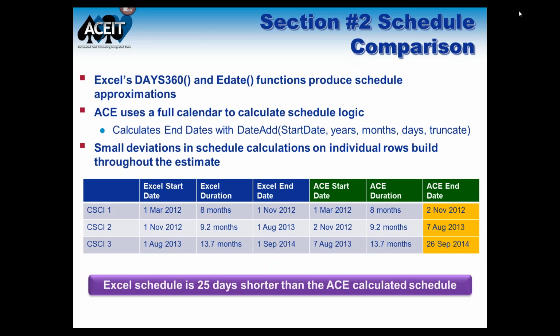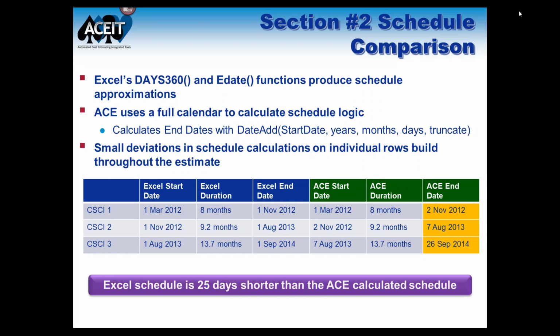And in the example that I did, the schedule ends up being about a month off, and let me explain why. In the Excel file, the most common functions to use for schedule logic are the DAYS360 per year and the EDATE function, and those produce what I'll call approximations to a schedule.